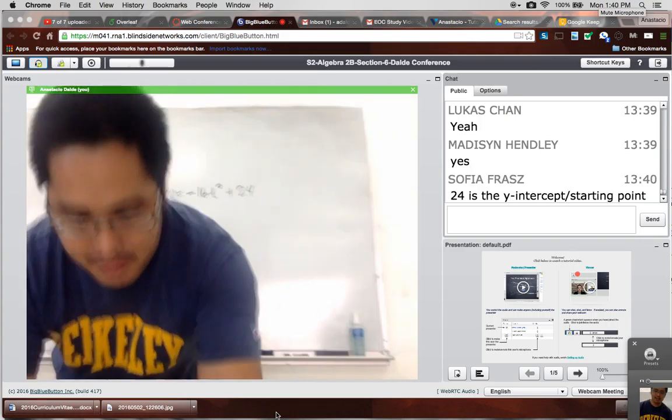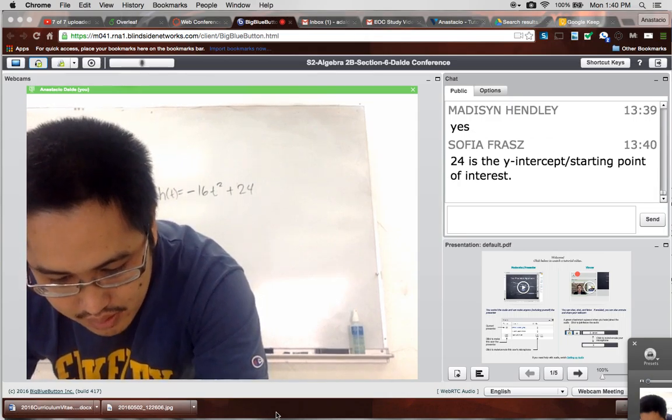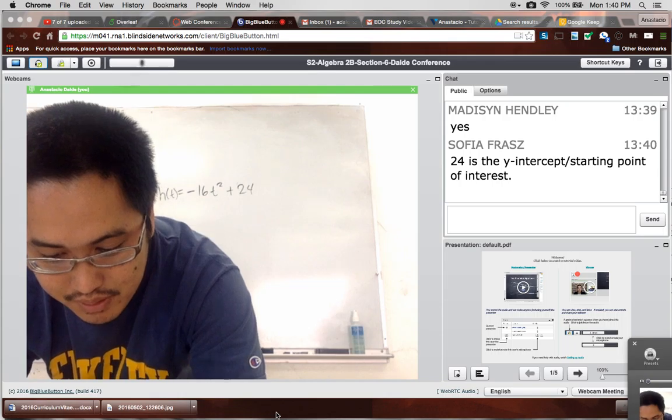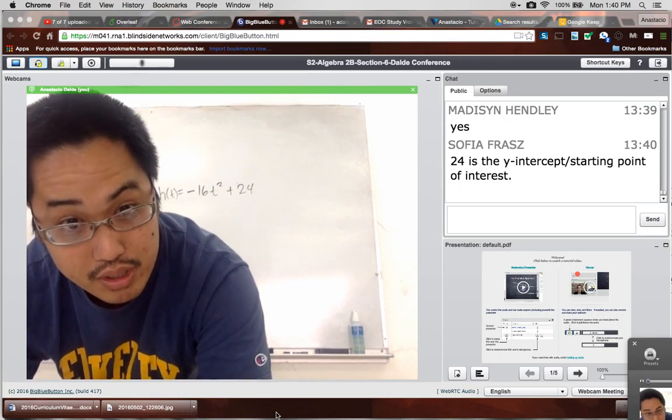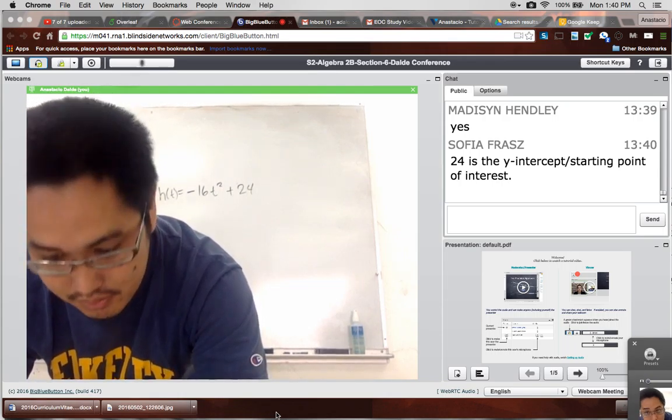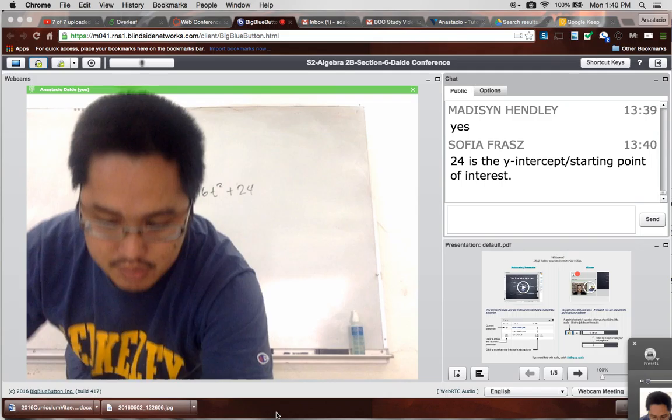Started on this. The height of a coconut falls from a tree and can be represented by the function h of t is equal to negative 16t squared plus 24. By the way, I'm on question 43 on that PDF document that I sent you. Where h of t is the height of the coconut in feet and t is time in seconds. What is the initial height?